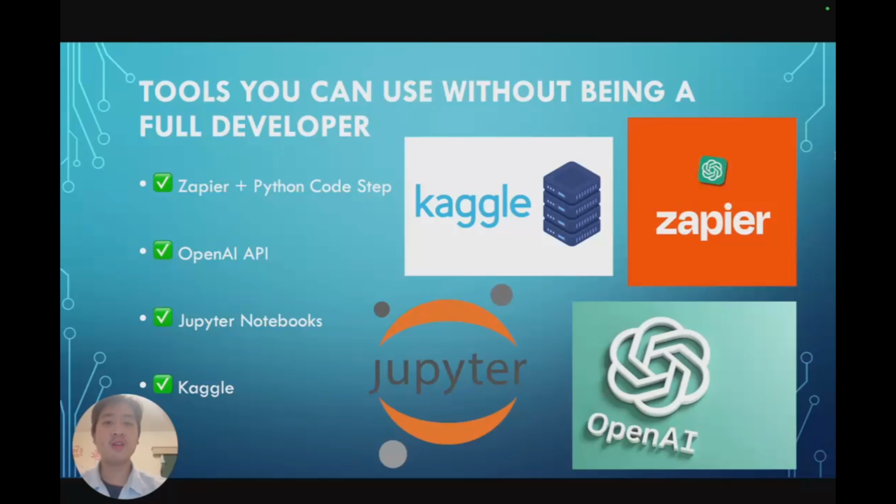And if you're thinking, this sounds great, but I'm not a coder, no worries. Here are tools that let you use Python and machine learning without needing to be a full-on developer. So you have Zapier plus Python Code Step. This is great for running small scripts in automations. You've got the OpenAI API. This connects GPT to forms, CRMs, chats, and many more.